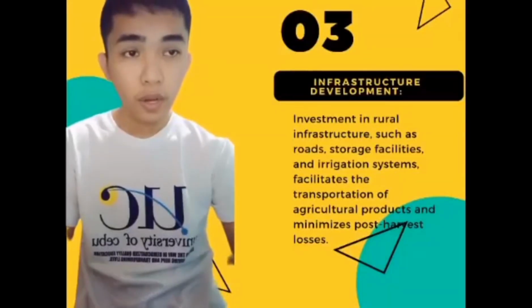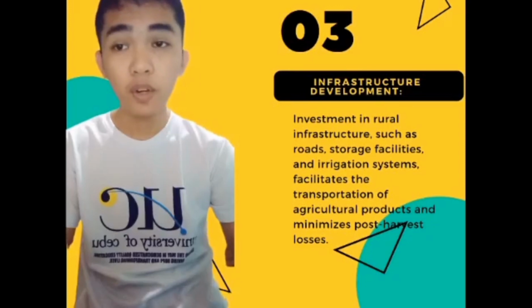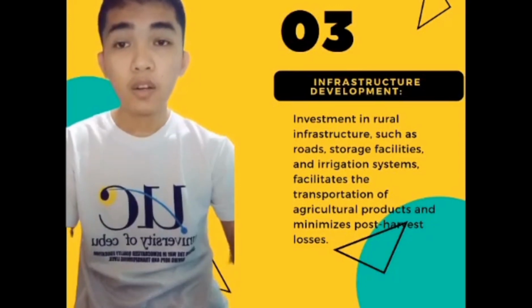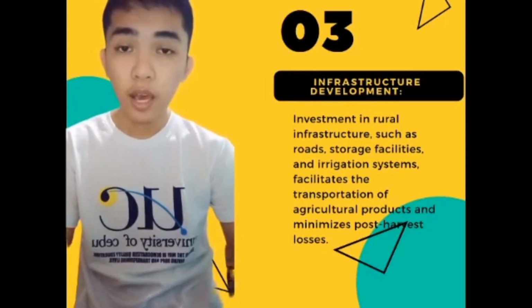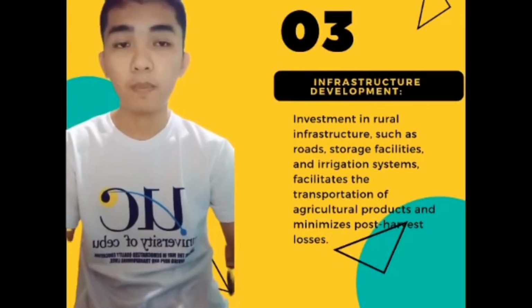And the next one is infrastructure development. Investment in rural infrastructure such as roads, storage facilities, and irrigation systems facilitates the transportation of agricultural products and minimizes post-harvest losses. This infrastructure development enhances overall efficiency in the agricultural supply chain by facilitating the movement of goods and ensuring better storage conditions for harvested crops.